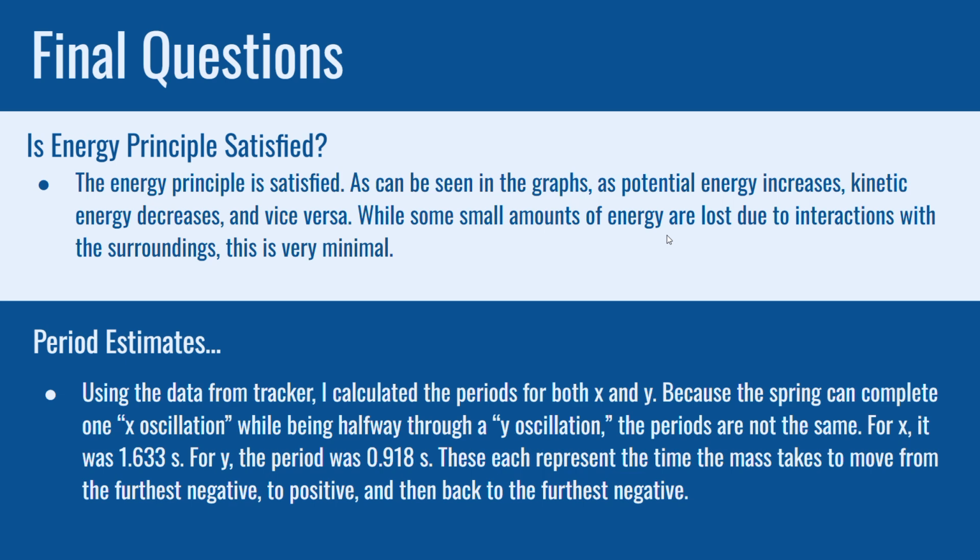For some final questions, the energy principle is satisfied, as you can see, as potential goes up, kinetic goes down, and vice versa, and the small amounts of energy that were lost are just because of the surroundings, because this is the real world. So for some period estimates, I calculated periods for X and Y, and these are not quite the same because the X is not at its max at the same time as the Y. So they will result in different periods. That is just how the motion of a spring is.